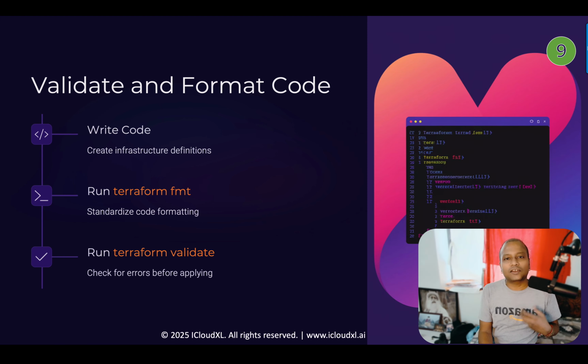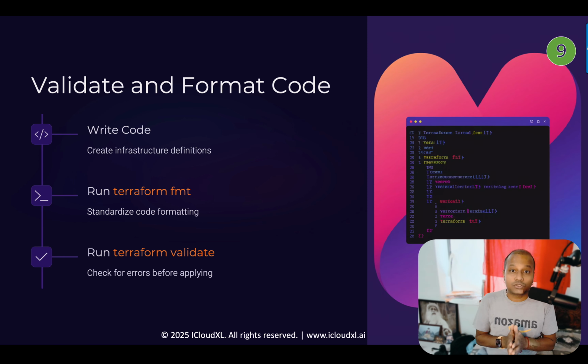Always validate and format the code, right? So you execute terraform validate and terraform fmt to format the code. That way you will catch errors at the beginning. Also, the fmt command indents the code. So when you check in that code, someone will review the code and approve it. For them, it will be very easy to read the code because you already indented it.